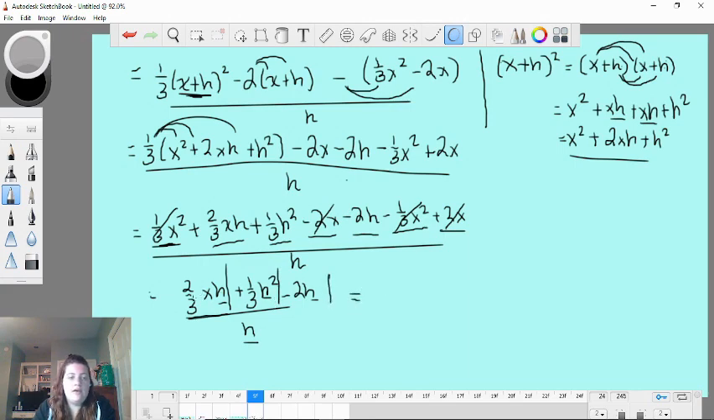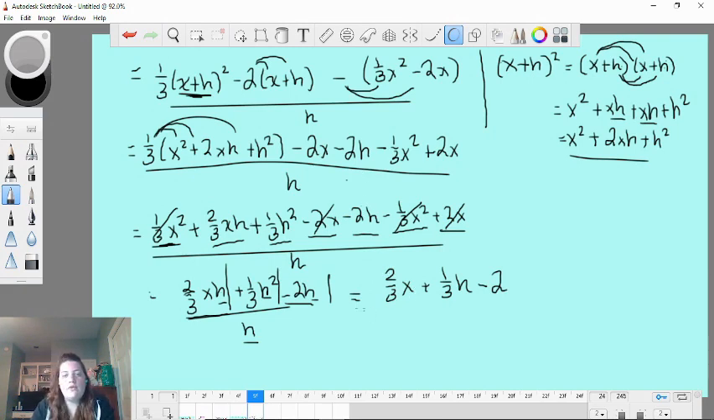If I did that in this first term, 2/3 xh divided by h, the h's will just cancel out, so you'll be left with 2/3 x. 1/3 h squared, if you divide h squared divided by h, you're eliminating one of the h's, so you'll be plus 1/3 h minus 2h, h will just eliminate again, so you'll have minus 2. That looks so much simpler, doesn't it?